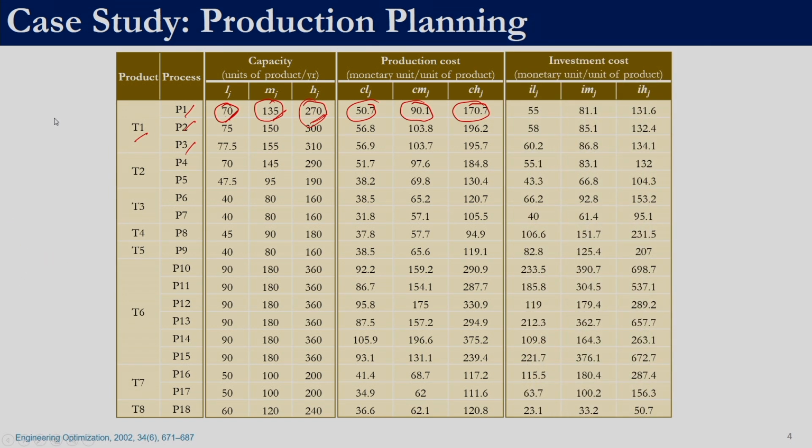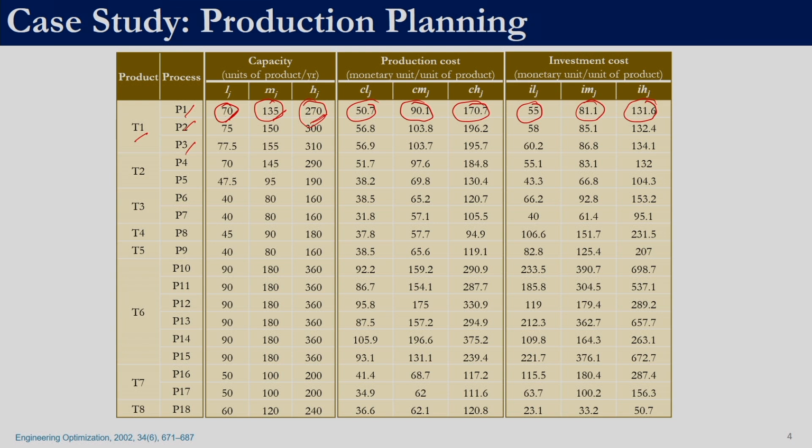Similarly, the investment cost is given. If we decide to produce 70, the investment cost is 55, so 55 monetary units per unit of product. If we decide to produce 135, the investment cost is 81.1. If we decide to produce 270, the investment cost is 131. If we decide to produce anything between 135 and 270, the investment cost can be calculated by the line connecting 135, 81.1 and 270, 131.6.